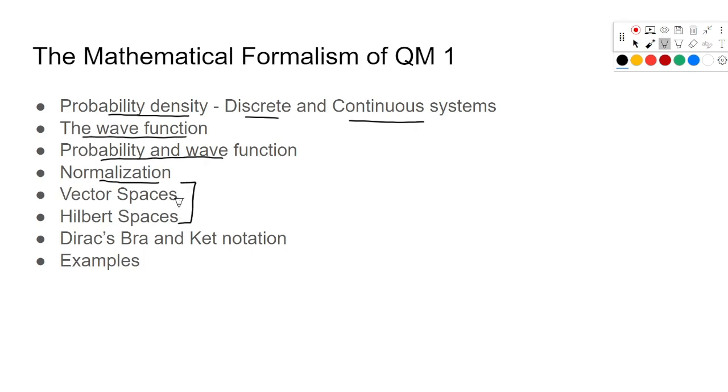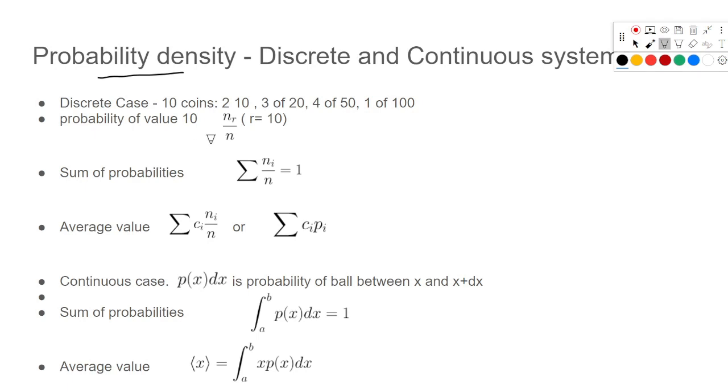This is a part of linear algebra. Then we will talk about Dirac's Bra-Ket notation, which is very commonly used in quantum mechanics. And we will end our lecture with some examples. Let's start with the concept of probability density and applying it to discrete and continuous systems.